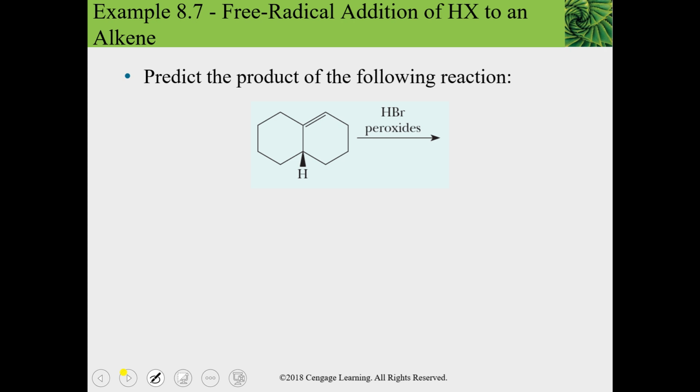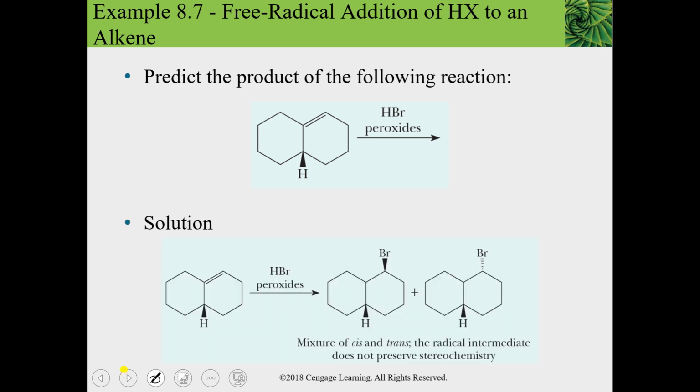So what do you think the product of the following reaction will be? Pause this, see if you can come up with an answer. The solution is we're going to get both a cis and trans of this radical intermediate. If you go back through the reaction mechanism, we saw that adding the bromine to the anti-Markovnikov carbon, or what we would think would be the most substituted carbon, we don't actually get that.